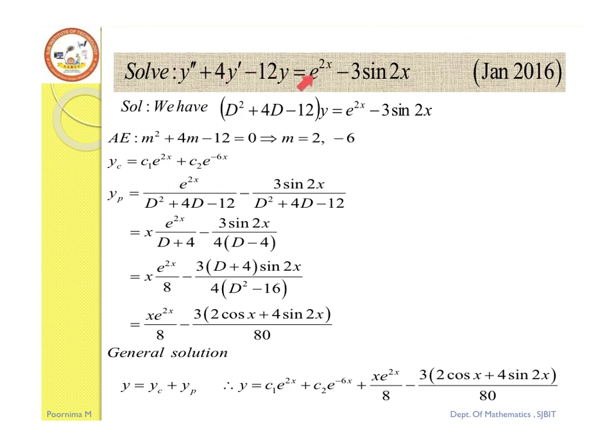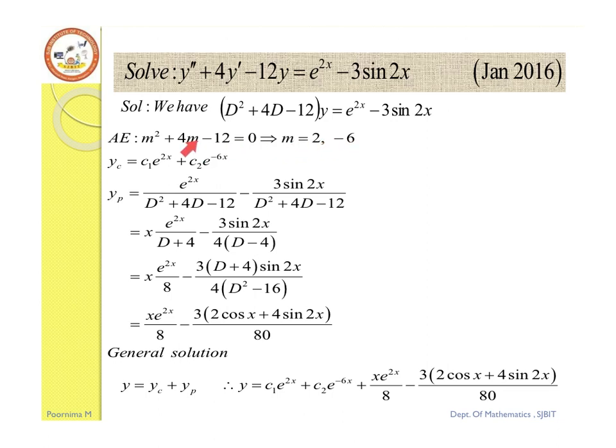First we solve for the complementary function. Every non-homogeneous differential equation contains two parts of solution: one is the complementary function, the other is the particular integral. We always solve for the complementary function first. For that we write the auxiliary equation, that is m square plus 4m minus 12 equal to 0. On solving this auxiliary equation, we get the roots m is 2 and minus 6.